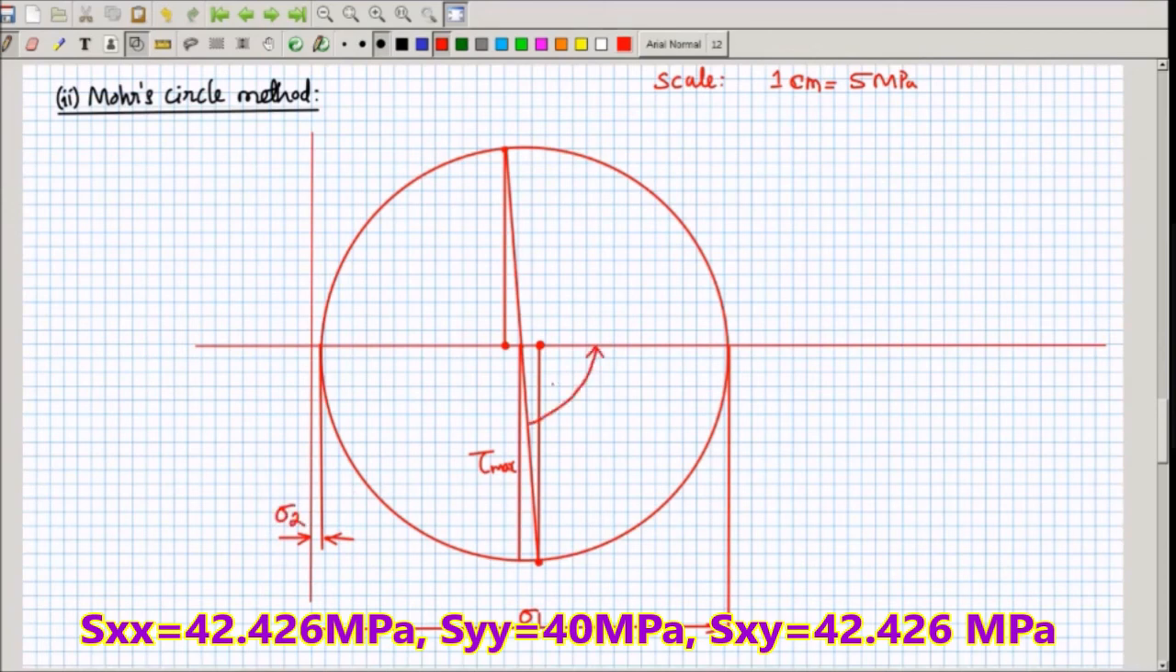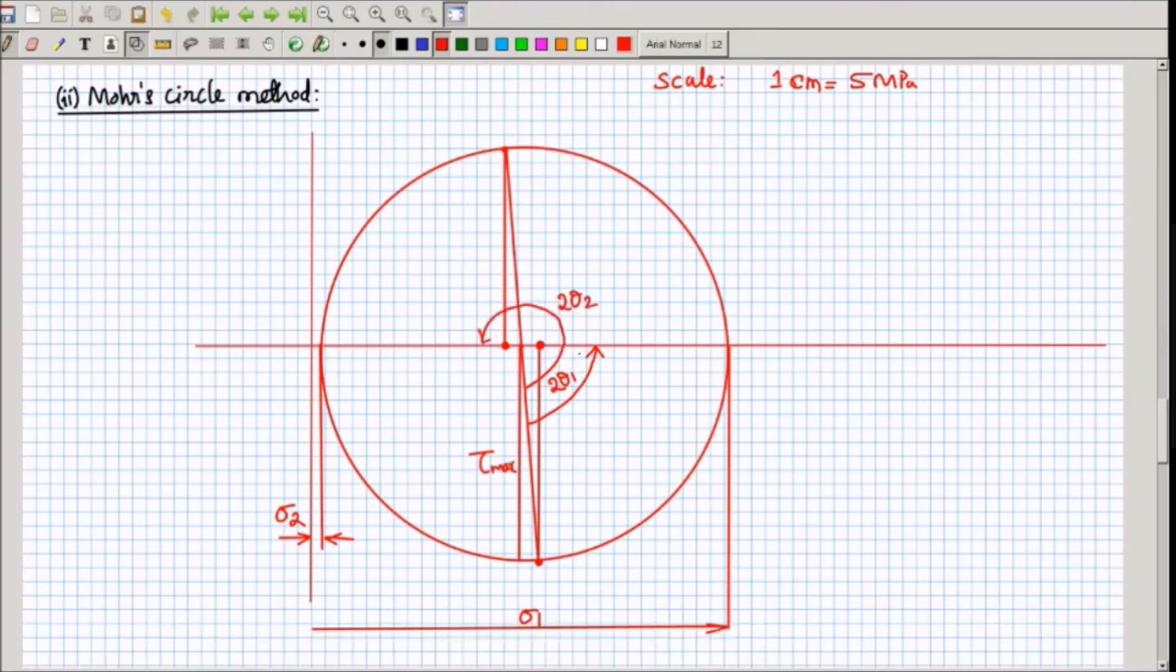If you measure this angle, this becomes 2 theta 1, which gives you the orientation of major principal stress, and this angle will give you 2 theta 2, which gives the orientation of minor principal stress. This inclination gives you 2 theta tau max. In this problem, the plane is inclined at 30 degree, theta is 30 degree, so 2 theta is 60 degree. So if you measure 2 theta from the reference line, it comes somewhere here.